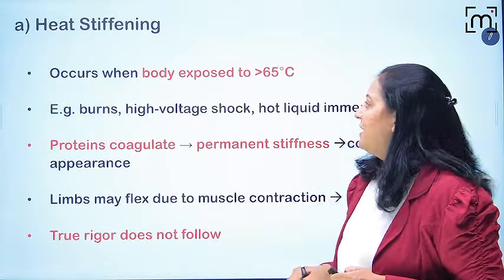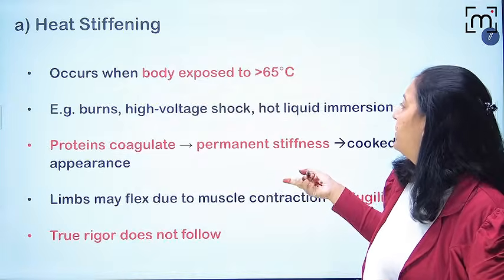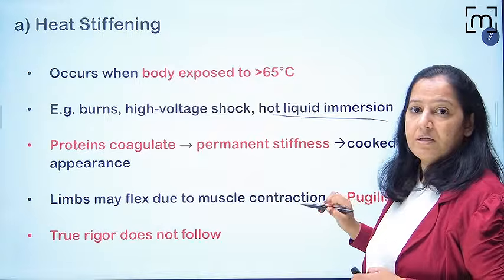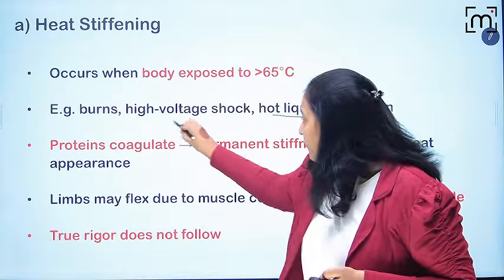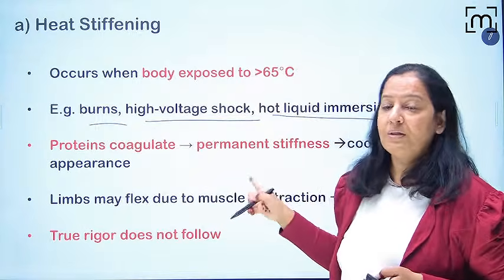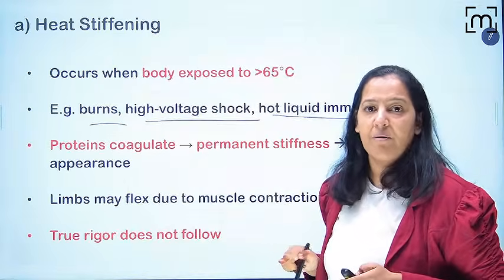Heat stiffness. Have you ever imagined death occurring because of hot liquid immersion? Suppose it is boiling oil and someone falls in it, the complete body, the person will die. Obviously, hot liquid immersion or high voltage shock or burns. In all these conditions, the body looks like this. Can you see the body is contracted? But this is not rigor mortis.